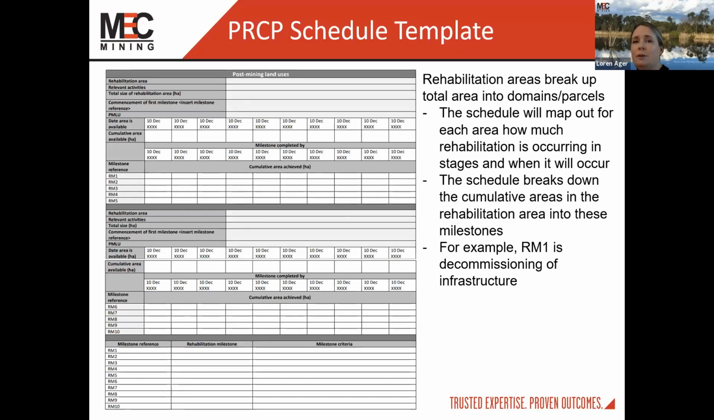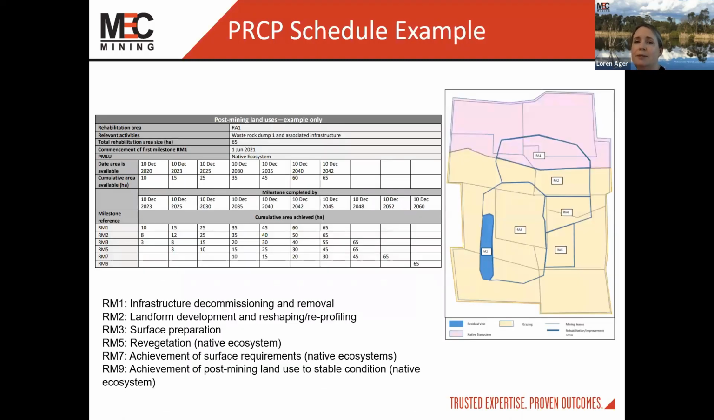So this is a template of the schedule that is provided by the government, and here is a worked example of what actually happens.